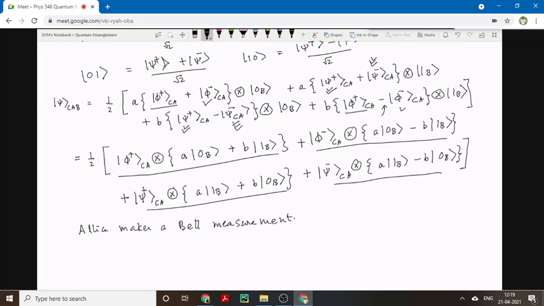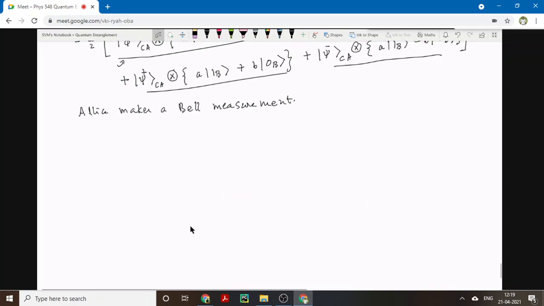Depending on the result of Alice, suppose, like in the previous case, we have Bell measurements lambda 1, lambda 2, lambda 3, lambda 4. If Alice gets lambda 1, then the state will be this one. If she gets lambda 2, then the state is this one, and like that. So the state is going to be one of these 4. So let us write down the following table.